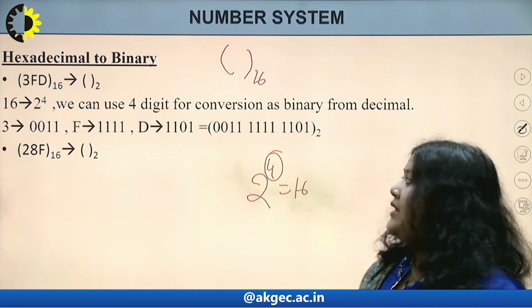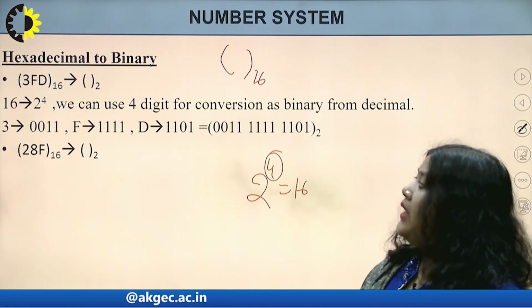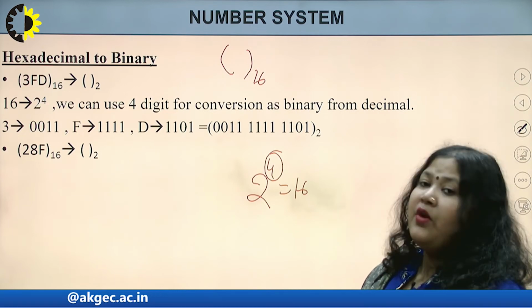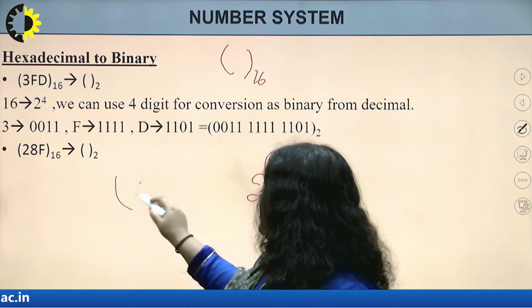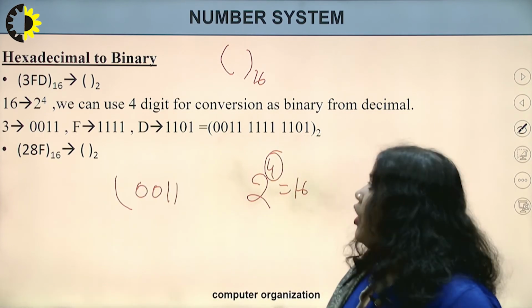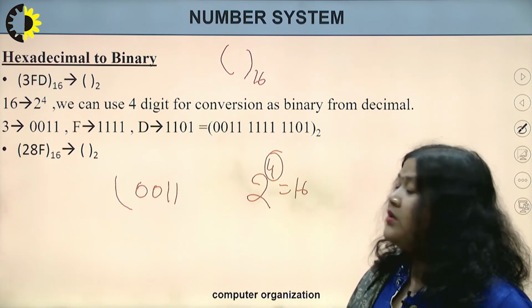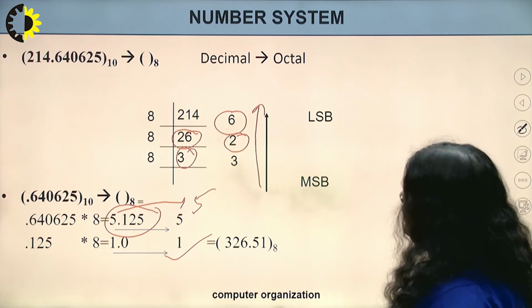So in this case, we have to represent each and every digit of the hexadecimal number in binary form in 4 bits. So 3 is converted as 0, 0, 1, 1. F means 14 or 15. That is 15 basically, because 14 is represented as E, which I already explained in the previous slides.